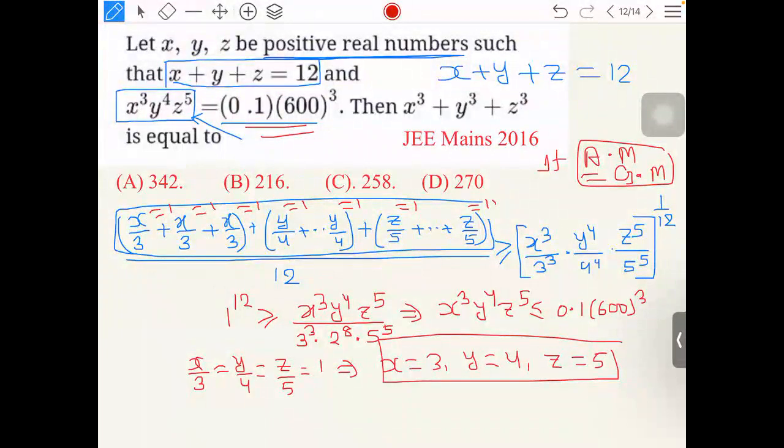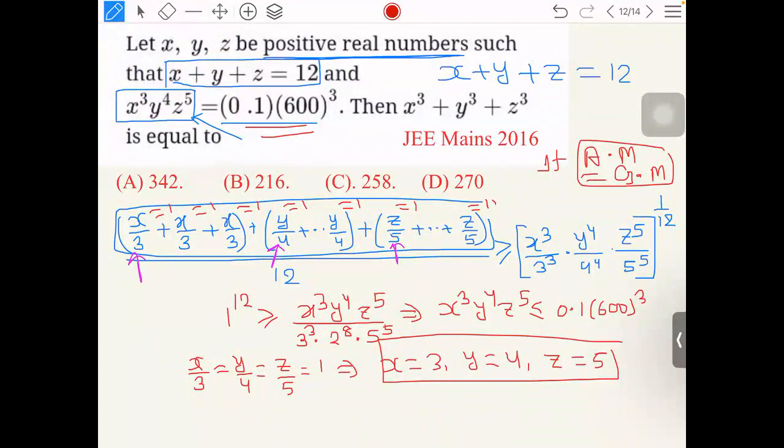So x equal to 3, x by 3 will be 1. y equal to 4, so y by 4 equal to 1. z equal to 5, z by 5 equal to 1. And all the terms on which we are applying AM and GM are equal.